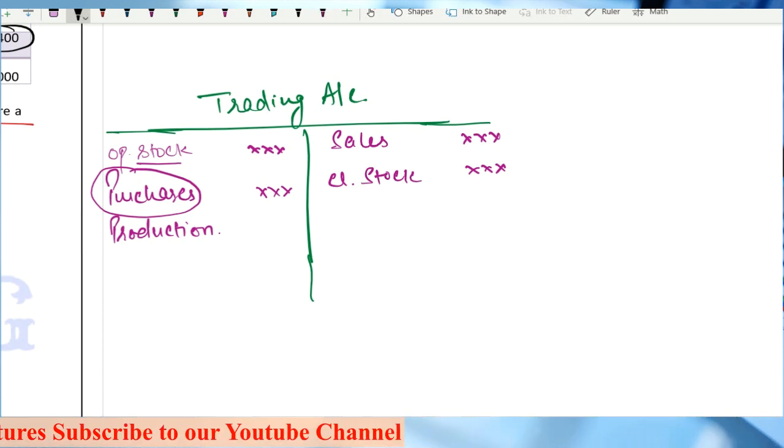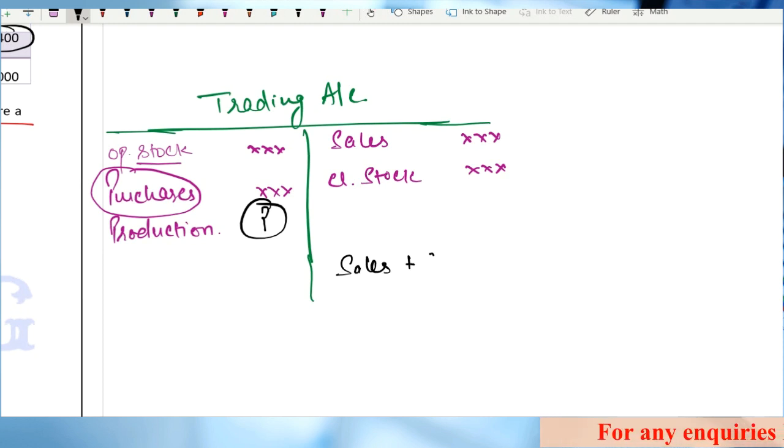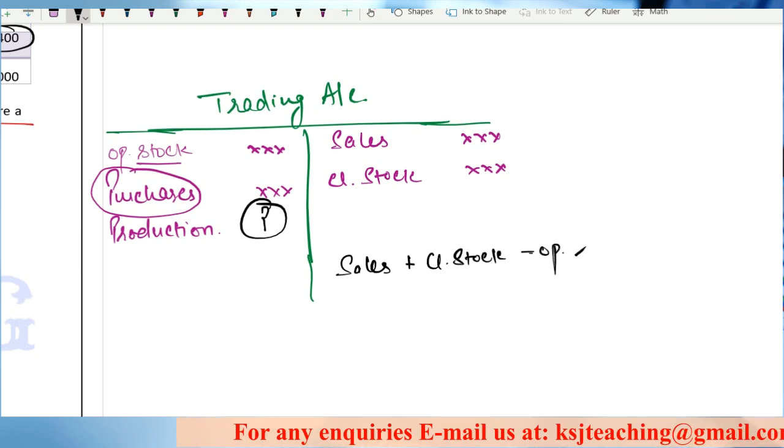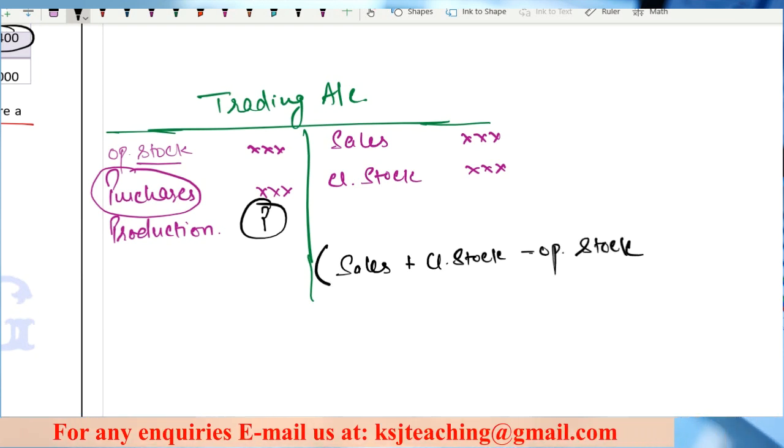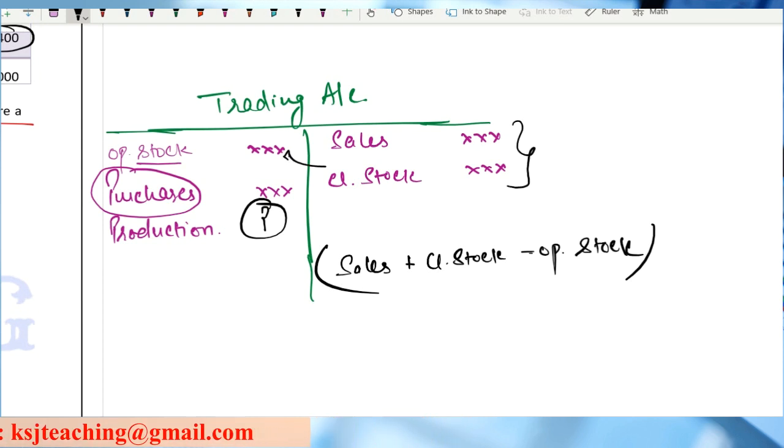Now, if you have all three values, you have to calculate this value. How will you calculate? Sales plus closing stock minus opening stock. Any doubt in this equation? Sales plus closing stock minus opening stock will give you production, the number of units produced. Any doubts?